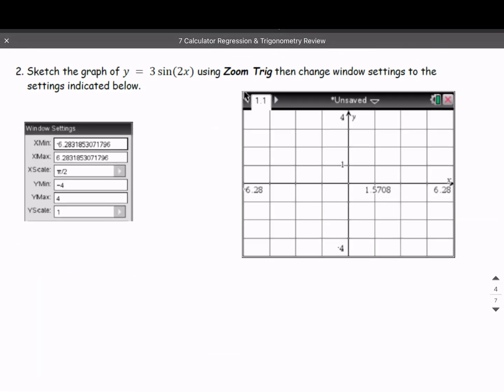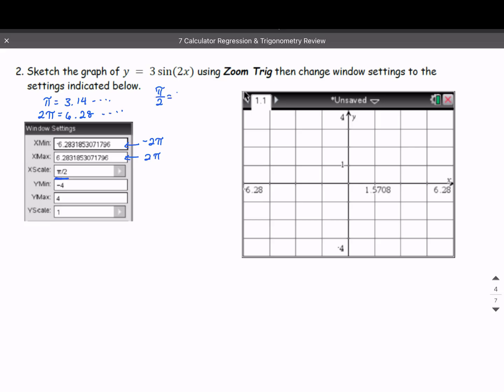Next up, we want to sketch the graph of y equals 3 sine of 2x. Then we're going to zoom trig, and then we're going to change the window settings to look like the settings below. Okay, now one thing I will give you a heads up. This negative 6.238, remember that pi is 3.14 something something something? Well, guess what? 2 pi is 6.28 something something something. So this window is going from negative 2 pi to 2 pi. And then we're using a scale of pi over 2.